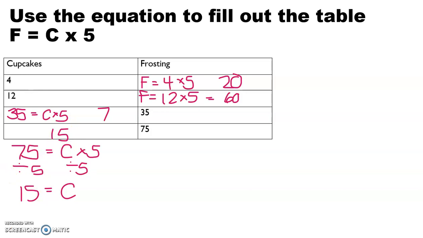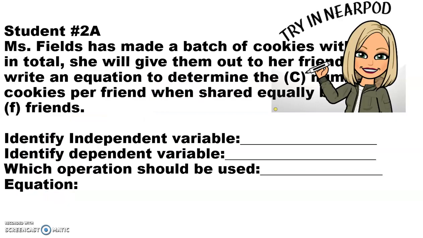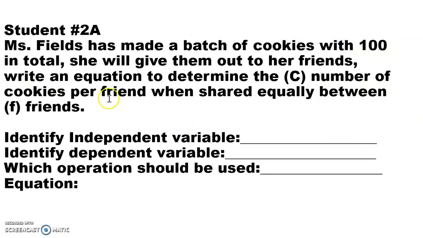As we work on other examples, we're going to pay attention to keywords that will help identify. In this example that you're about to try, we are going to again identify the independent and dependent variable and the operation to create the equation. Starting with independent and dependent, C is the number of cookies per friend, and we are going to share them equally between F friends. I'm going to start with my operation because I know this word here will mean to divide. So I can put that in and fill in the other two next.